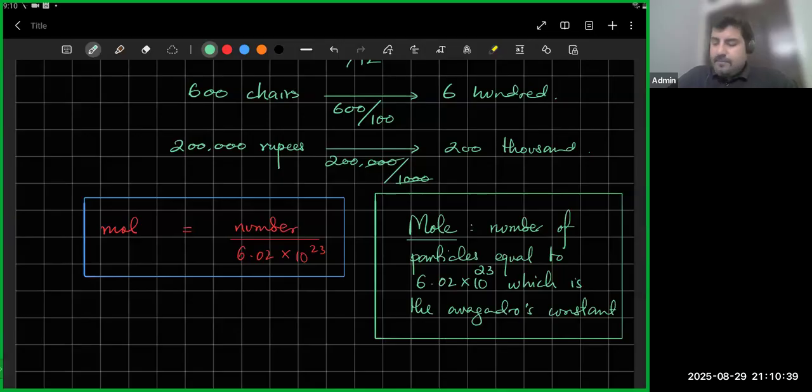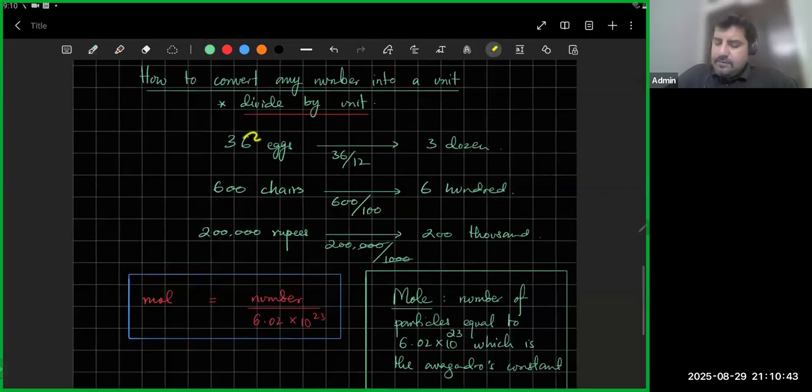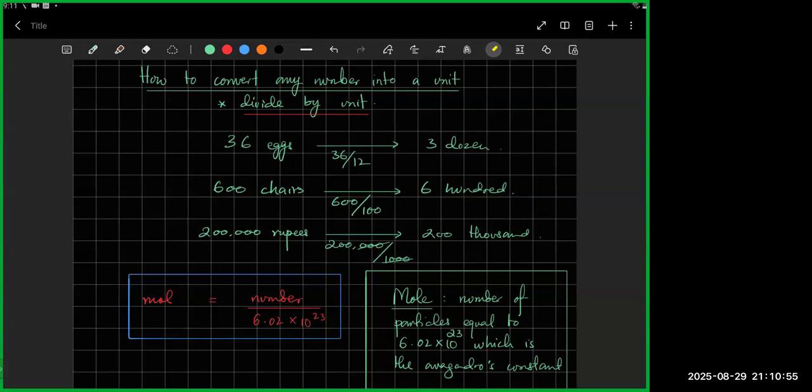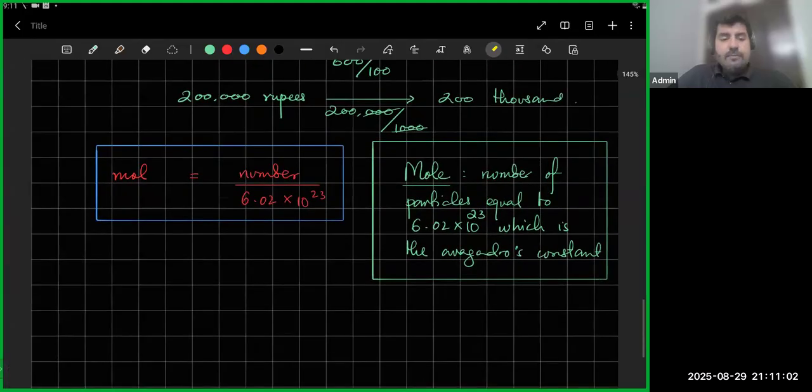Okay, so is this clear? How to convert any number into moles? How to convert any number into dozens, divide by dozen. How to convert any number into moles, divide by what a mole is, 6.02 times 10 power 23. Is this clear? That's a mole. So that is what a mole is.